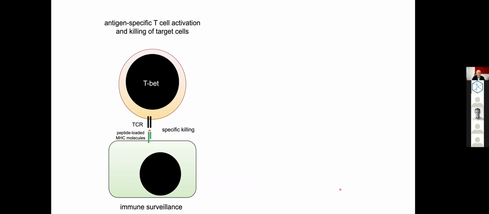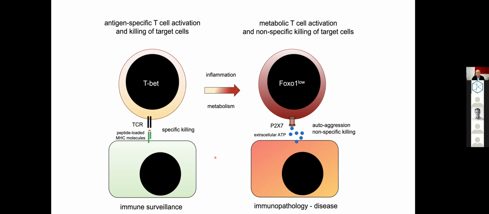So let me summarize. The take-home message from this is that we have identified a novel pathway of T cell activation that is distinct from the antigen-specific activation that requires T cell receptor signaling upon recognition of peptide-loaded MHC molecules. But upon inflammation and changes in systemic and local metabolism, these cells can be transformed into autoaggressive cells, and they then kill by a completely separate mechanism and result in autoaggression. Since this is non-specific killing of target cells, it obviously causes broad tissue damage.